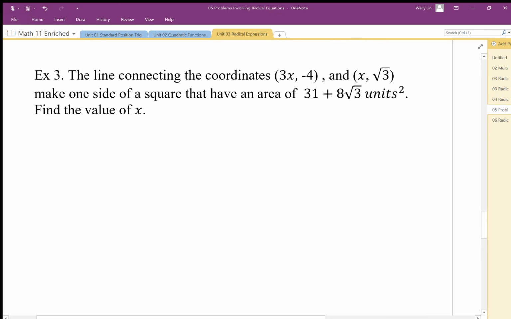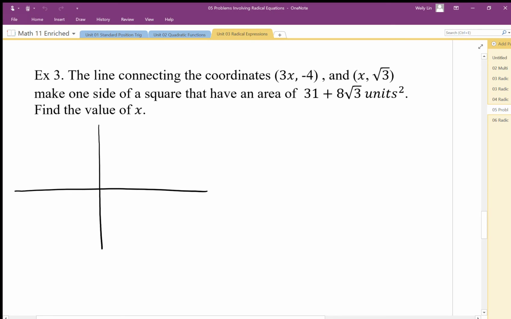Here we have a coordinate geometry problem. We have some coordinates here. We have a coordinate at 3x, negative 4, x root 3. We don't know what x is, but we know that this is 3 times the length of that. And we know that these make one side of a square, and the area given is that unit squared.